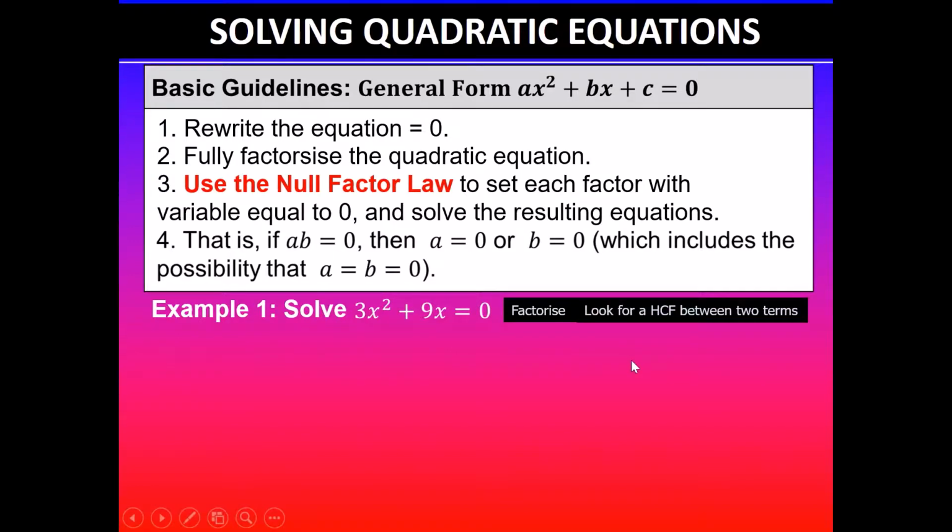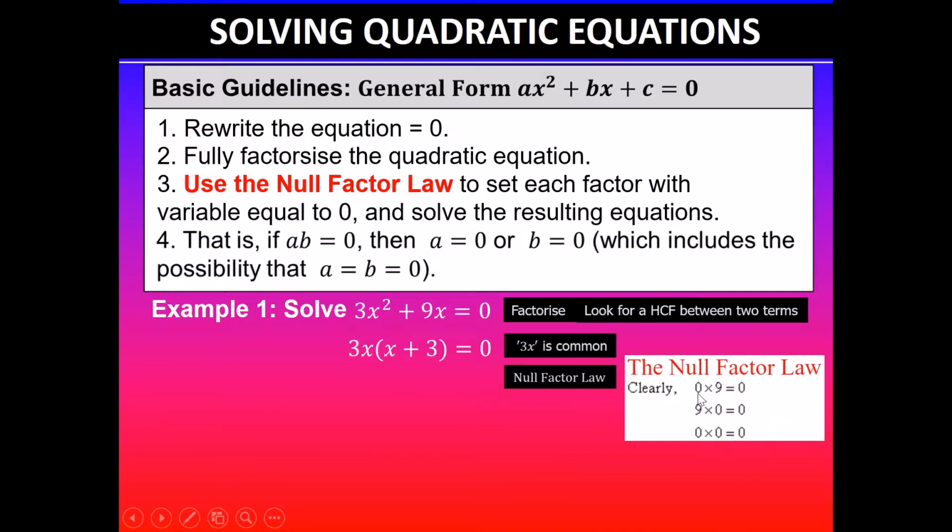You'll need to be familiar with the different types of factorization techniques for this achievement standard. So we'll look for the highest common factor between the two terms, and in this case I can see that 3 is common because 3 can go into 9, and I've got x as well. So 3x is common, so I will factor 3x out, and that leaves you with 3x times (x plus 3) is equal to 0, because 3x times x is 3x squared, and 3x times 3 is 9x. Now we'll use the null factor law.